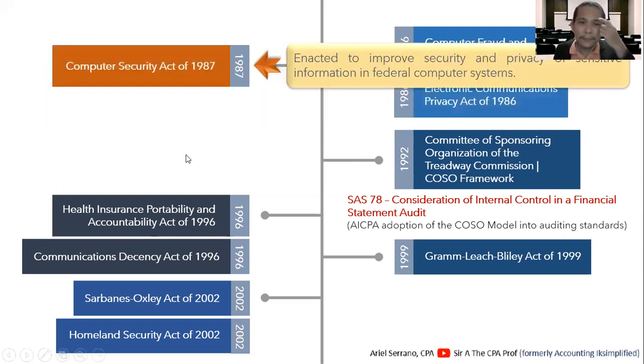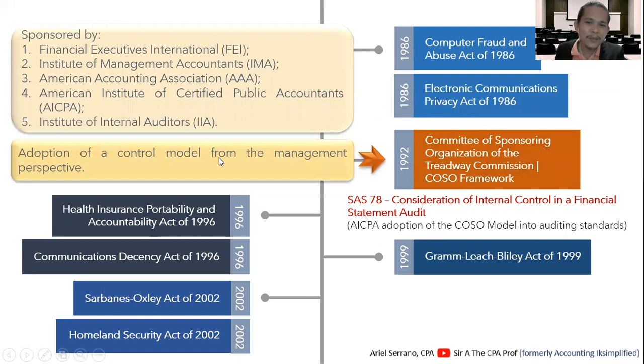Okay. Now, yung Computer Security Act of 1987, this was enacted naman para ma-improve yung security and privacy of sensitive information. Ito ay sa mga federal computer systems. So sa government naman ito. Now, sa 1992, sikat ito because we are talking of the COSO here. Ang Committee of Sponsoring Organization, yung COSO, they established the COSO framework, which is an adoption of a control model from the management perspective. Okay, so this is a response of mga scandals na nangyayari sa mga previous years, sa mga nagdaang taon. Kaya they have to create this one.